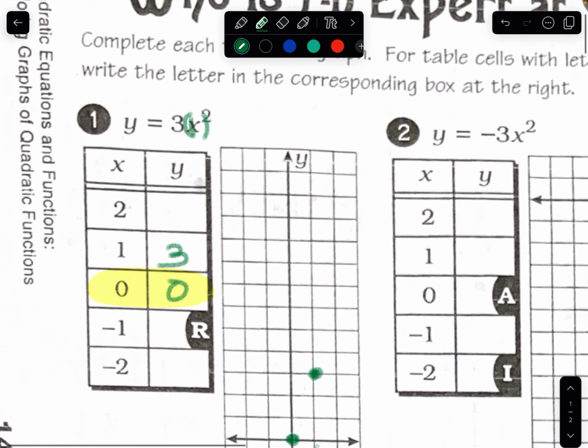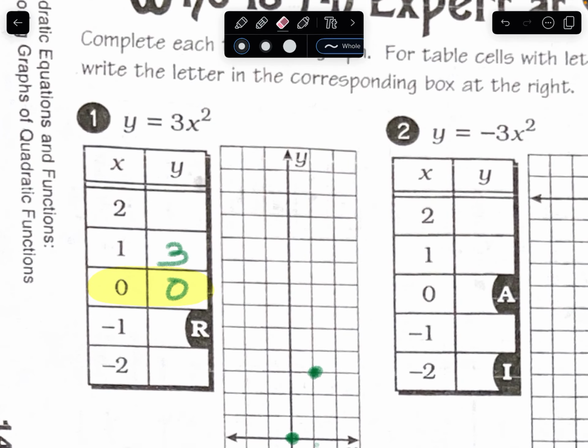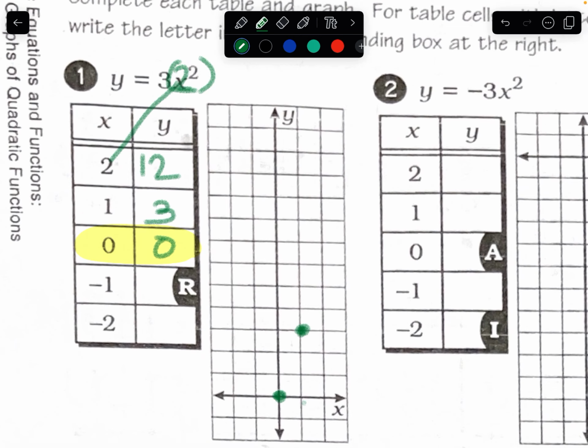And then put in 2 in there. 2 squared is 4. 4 times 3 is 12. So 2, 12, 2, 4, 6, 8, 10, 12, right there. Okay. That's a half of the parabola.